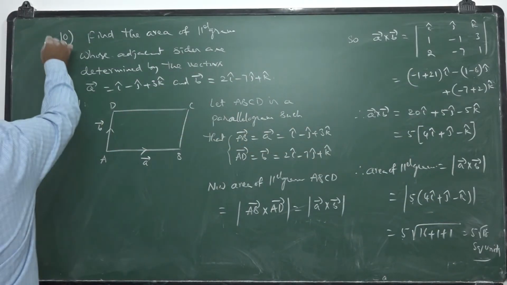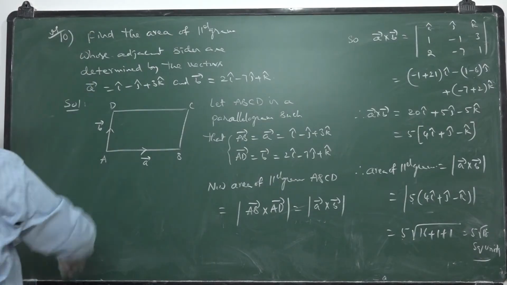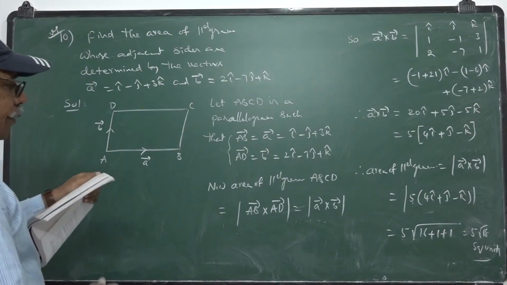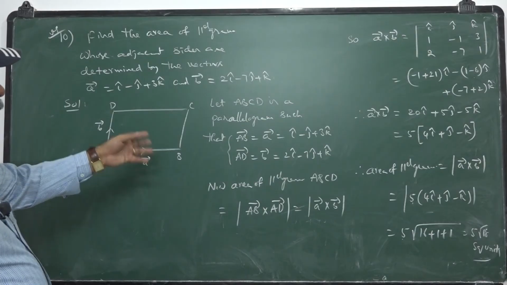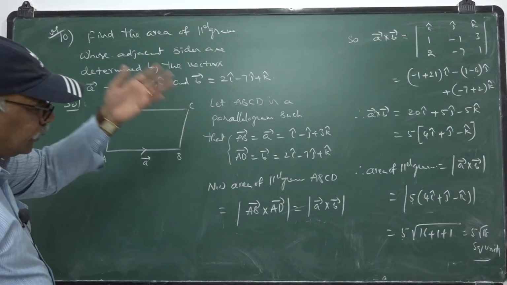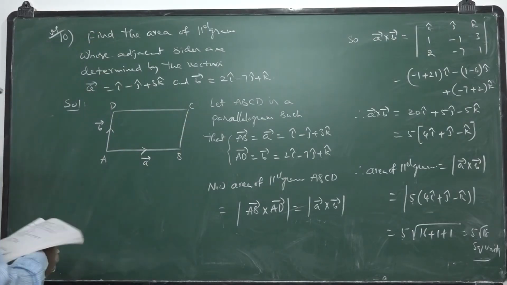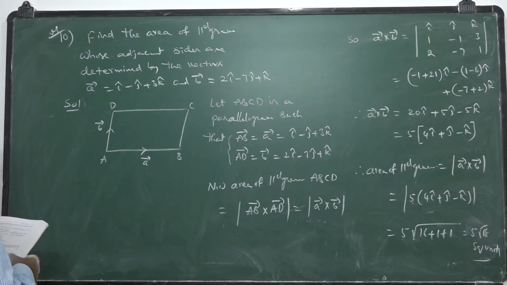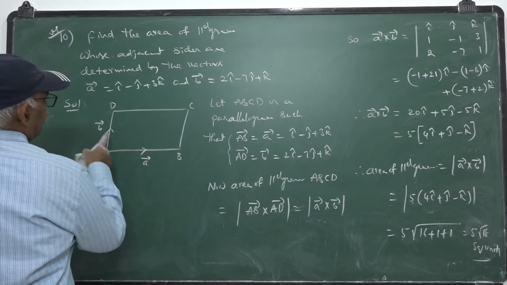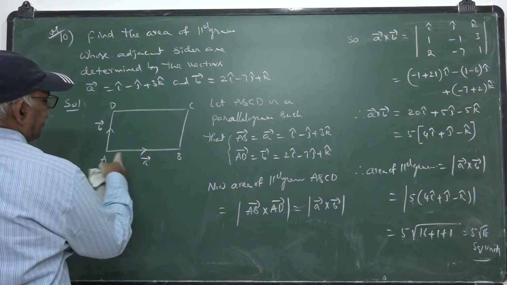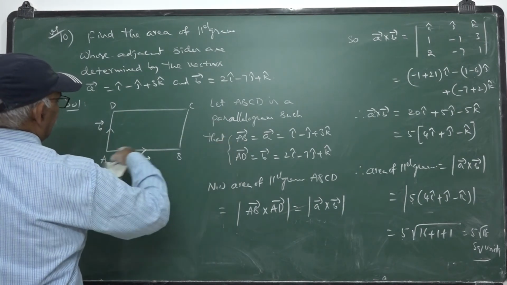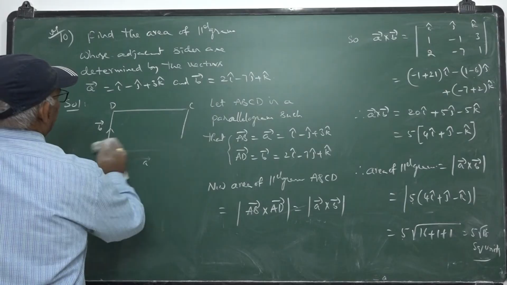Both 9th and 10th are important to the board exam: finding the area of a parallelogram and finding the area of a triangle given the vertices. These are the two adjacent sides. So that's why I am taking AB bar as a bar, AD bar as b bar itself.